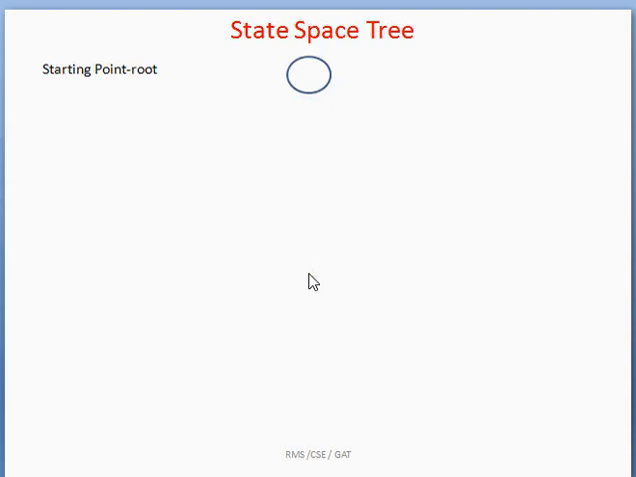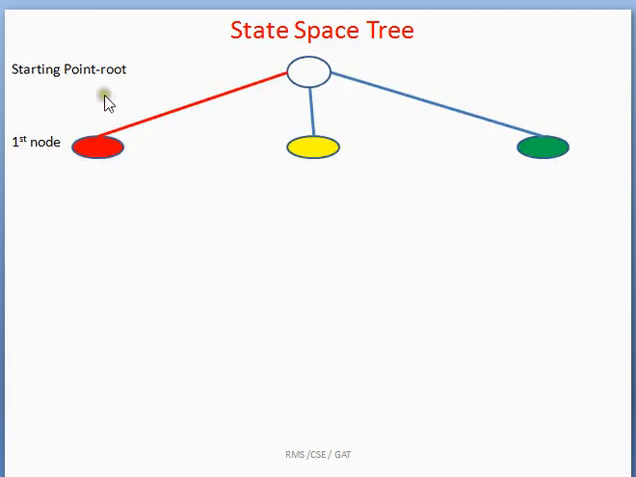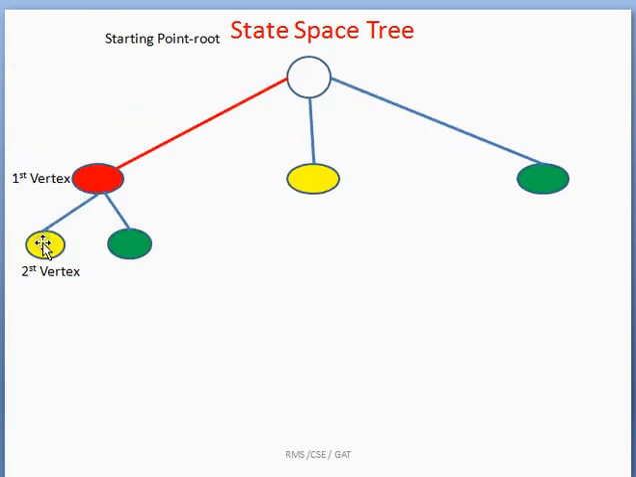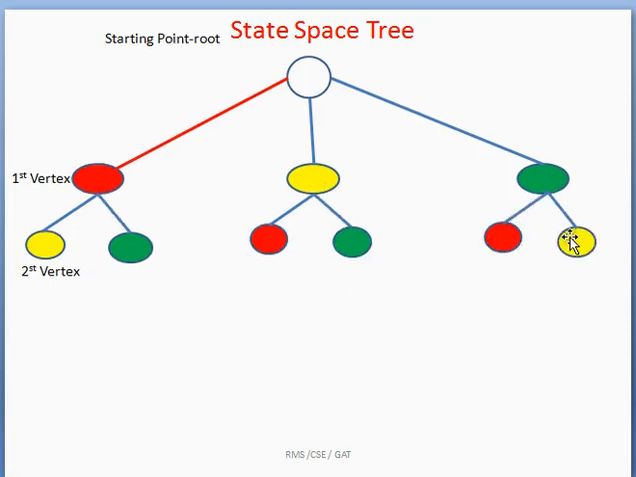Then there are three colors, so the first node can be colored with three colors, that is three ways. The first node can be either red, yellow or green. Now if the first node is colored with red, then the second node should be either yellow or green. If the first node is yellow, then the second node should be either red or green. Similarly, if the first node is green, the second node should be either red or yellow. Like this, two nodes are labeled.